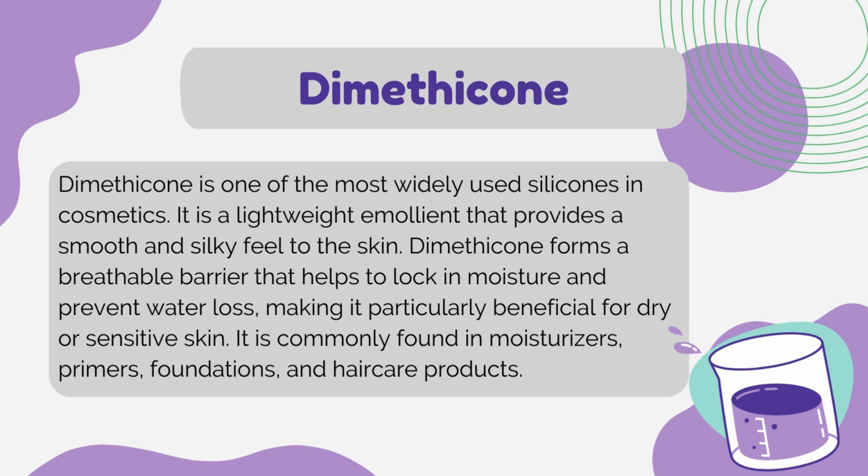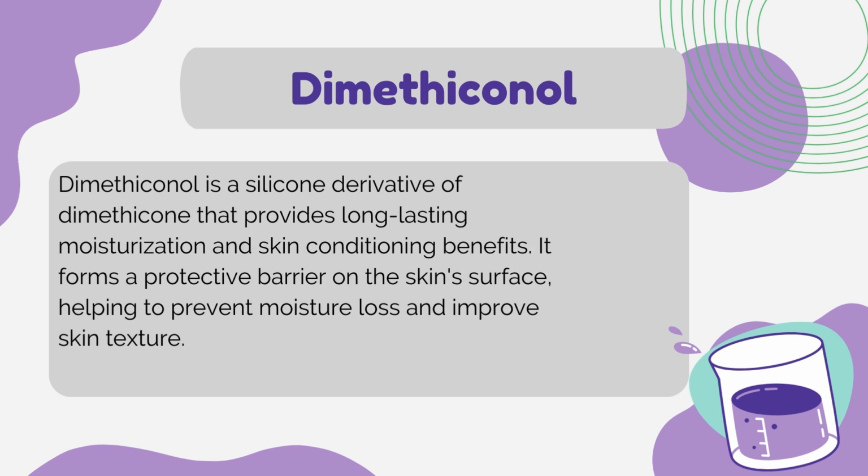Dimethicone is one of the most widely used silicones in cosmetics. It is a lightweight emollient that provides a smooth and silky feel to the skin. Dimethicone forms a breathable barrier that helps to lock in moisture and prevent water loss, making it particularly beneficial for dry or sensitive skin. It is commonly found in moisturizers, primers, foundations, and hair care products. Dimethiconol is a silicone derivative of dimethicone that provides long-lasting moisturization and skin conditioning benefits. It forms a protective barrier on the skin surface, helping to prevent moisture loss and improve skin texture.